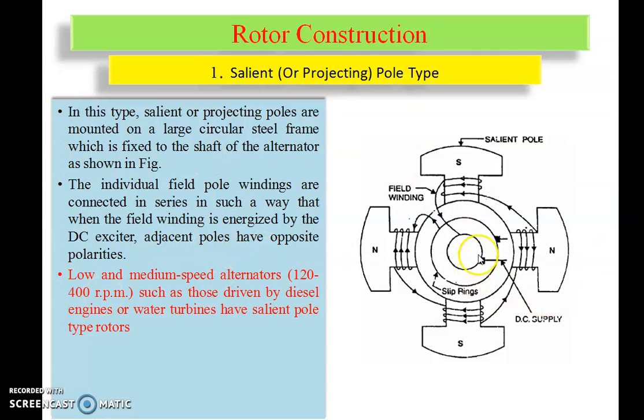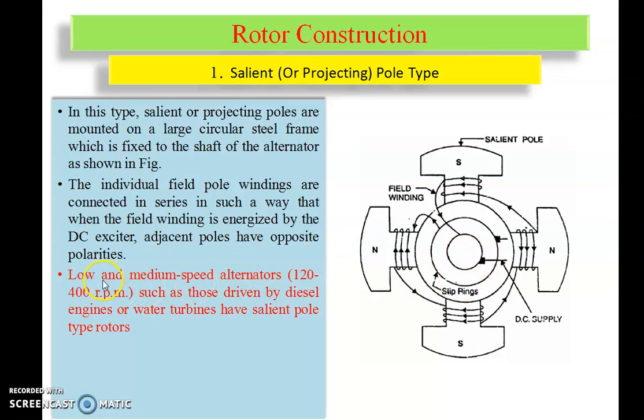That means this field winding is connected in series. You can see this particular field winding is connected in series. It is connected in such a way that adjacent poles should have the opposite polarity. That means this N and S pole have opposite polarities. Here again these two, N S, N S, have opposite polarity. In such a fashion, we are going to connect the field winding of the generator.